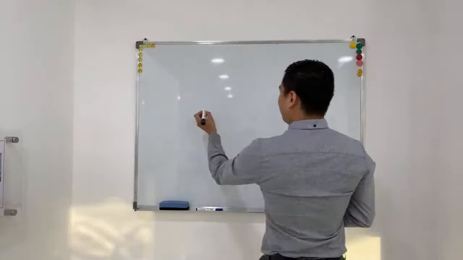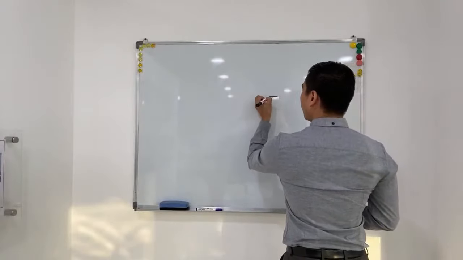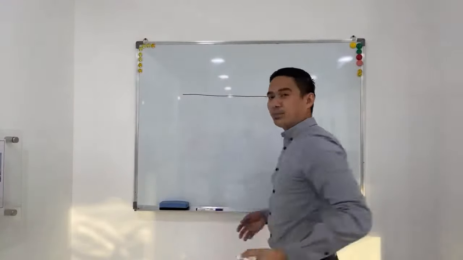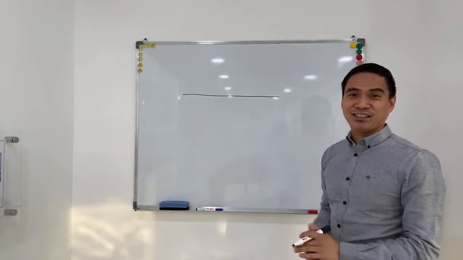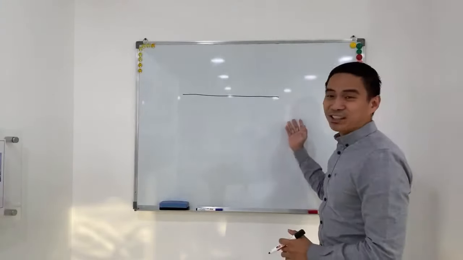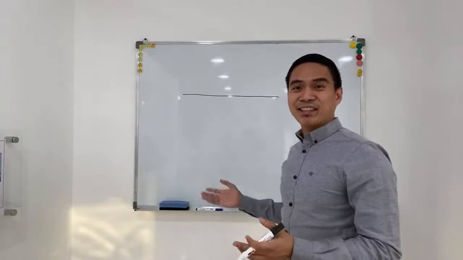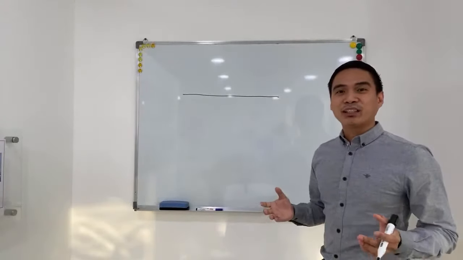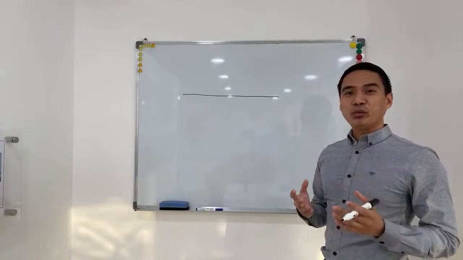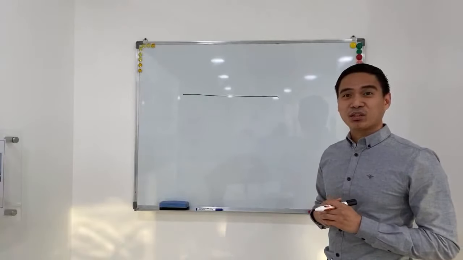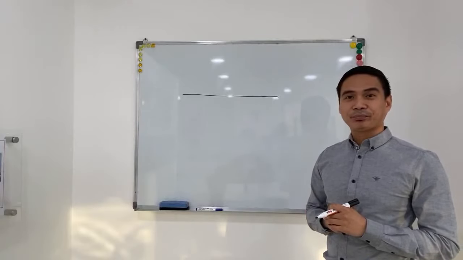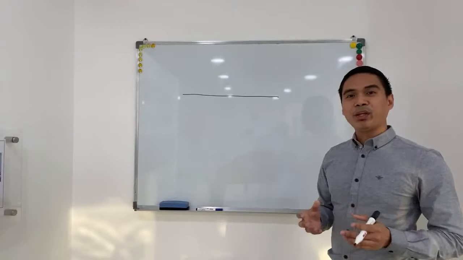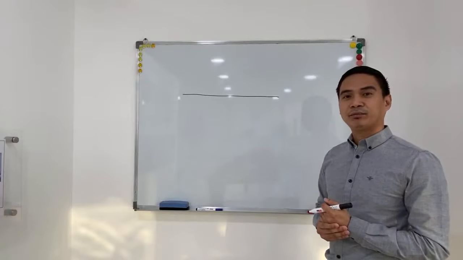So in diagramming, we begin with the baseline. This itself represents the sentence. It's magic. This line is the sentence itself. And we all know that there are two major parts of a sentence, which are, somebody can help me? The two major parts of a sentence.